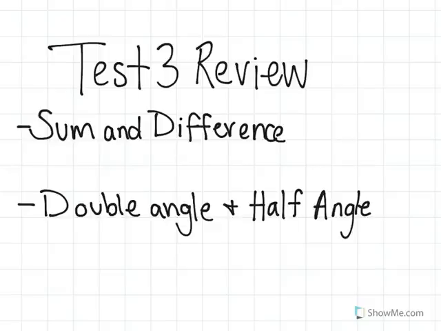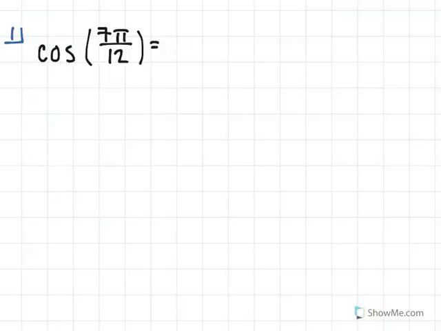This is the first video in the Test 3 review, and it covers material on sum and difference formulas and double angle and half angle formulas. In this first problem, we're going to find the exact value of cosine of 7 pi over 12, and we're going to do that using some of the sum and difference formulas.